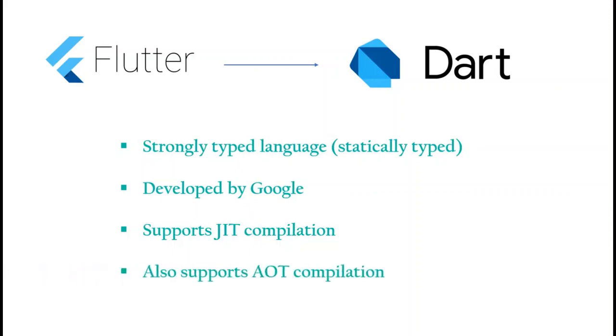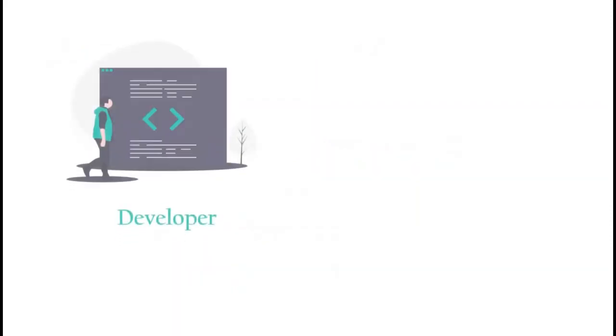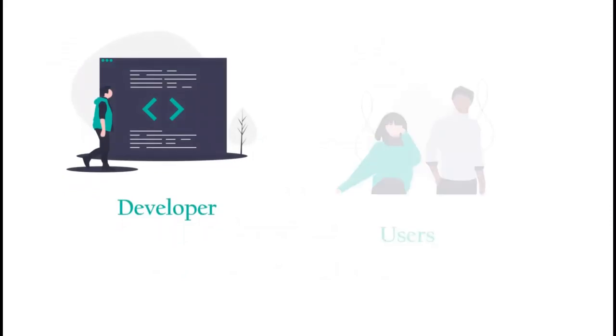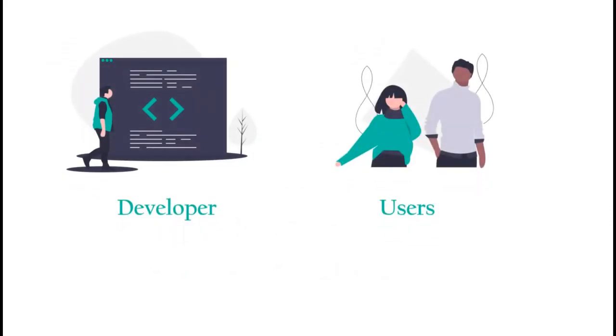It also supports AOT compilation, that is ahead-of-time compilation. When our app is released in the market, users can experience better, faster and more efficient execution of our application. So that would be advantageous for developers as well as for users, as Flutter provides JIT compilation as well as AOT compilation. So now we will see installation of Flutter in the next part.